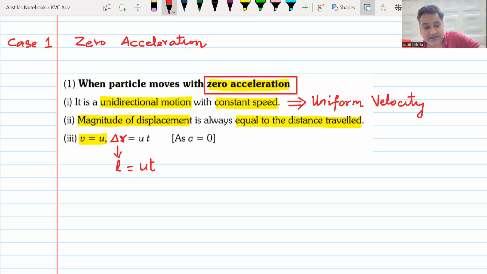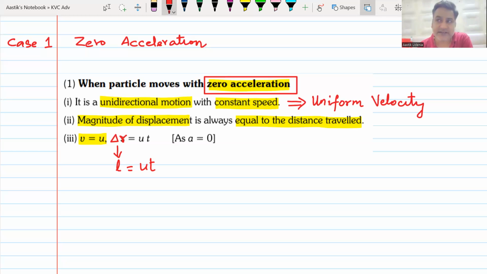Yes or no? Do we understand this? Yes, sir. Please note this down. This is case number 1: particle moving with zero acceleration. Very hardly we will get cases like this.